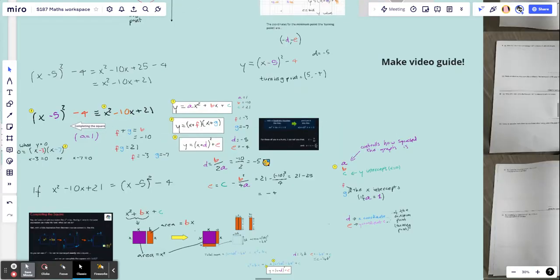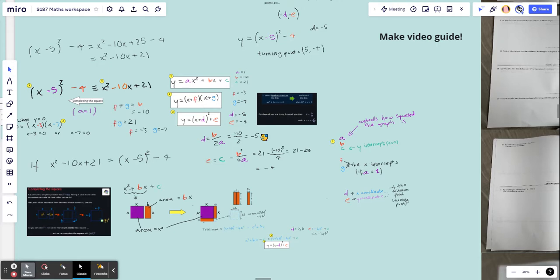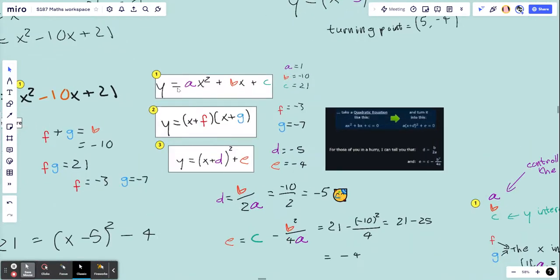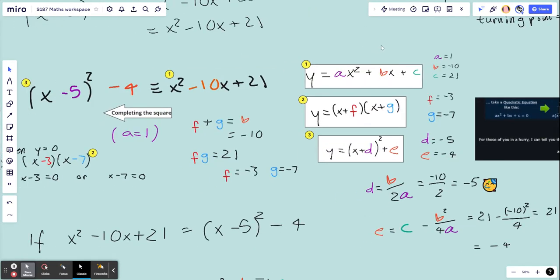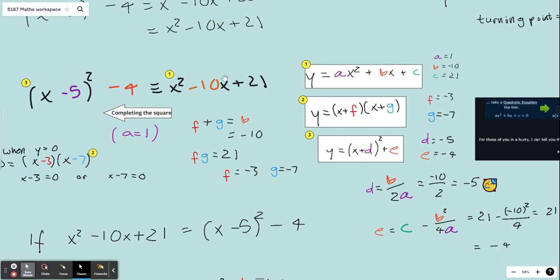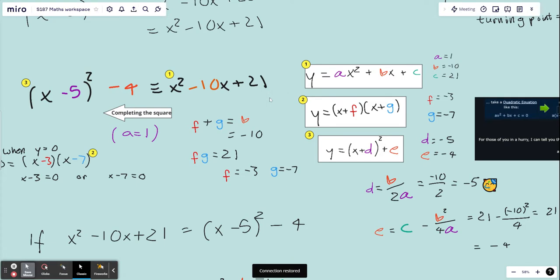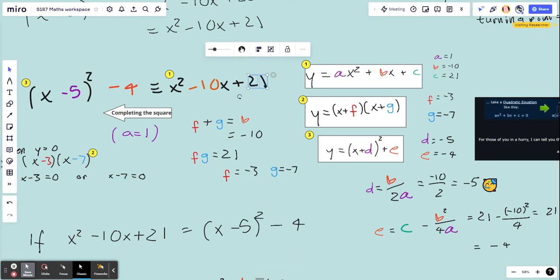When we were first introduced to quadratic equations, we saw this equation here: y equals ax squared plus bx plus c. If we look at this first format of the equation, x squared minus 10x plus 21, the c value is the 21. So I can colour that green. Well, I can try and colour it green. Let's try that again.